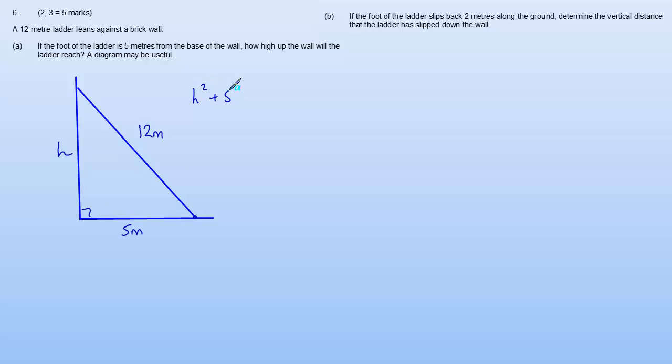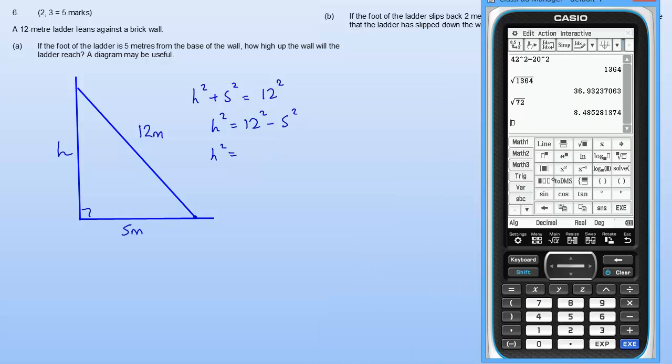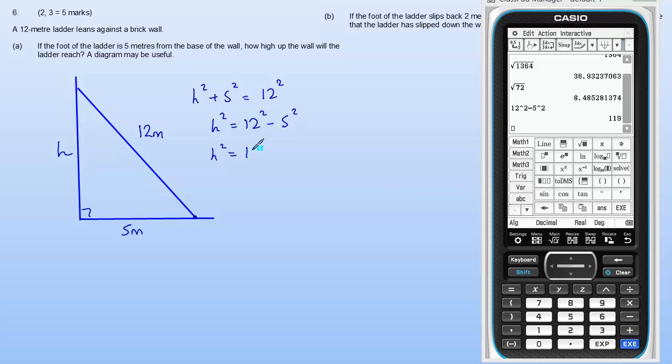h squared plus 5 squared equals 12 squared. So h squared is 12 squared minus 5 squared. Don't forget, once you've got this set up, you could use the E activity. So that is going to give us 12 squared, take away 5 squared, it's 119. So h is going to be the square root of 119.